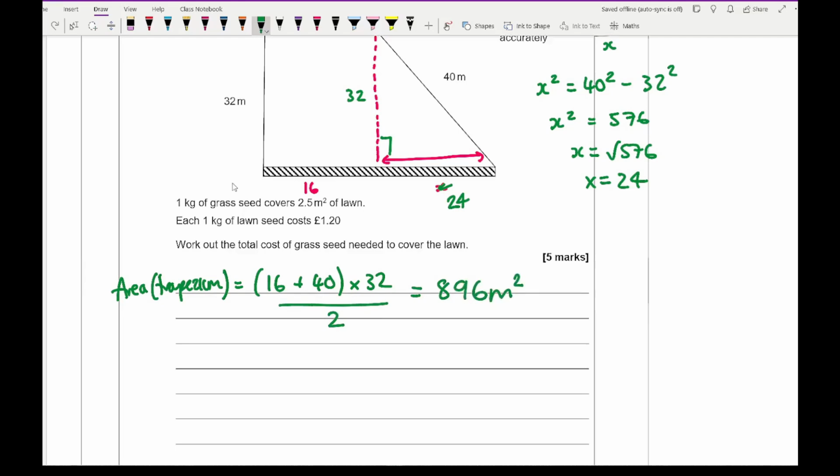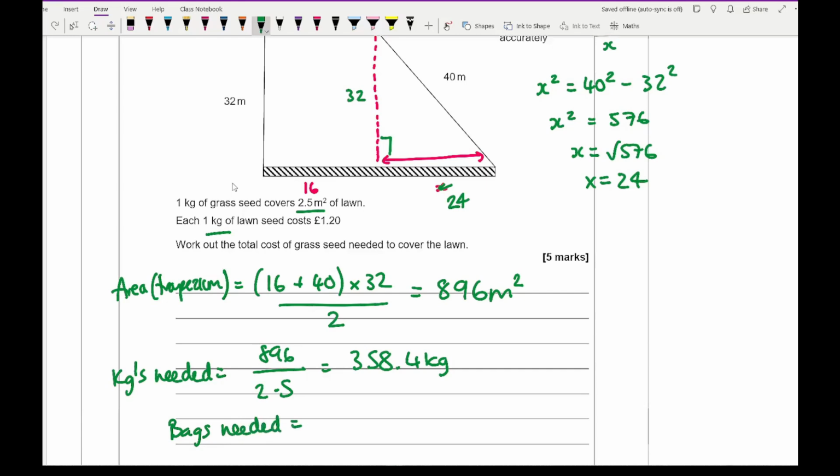I then need to know how many 1 kilogram bags I need. So in terms of the kilograms needed, that's going to be 896 divided by 2.5, and that comes up to a total of 358.4 kilograms. I then need to know how many bags I need. So bags needed is going to be 359.